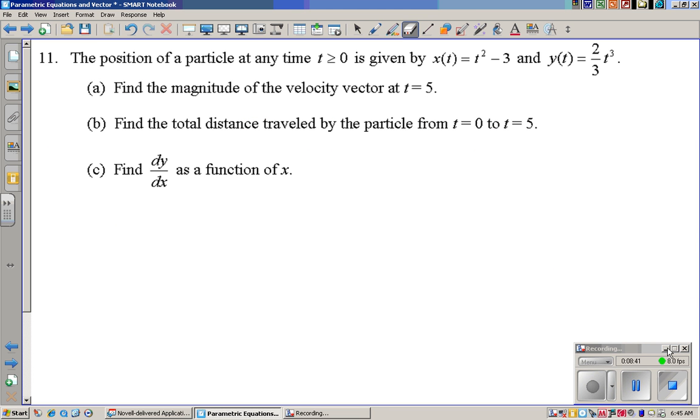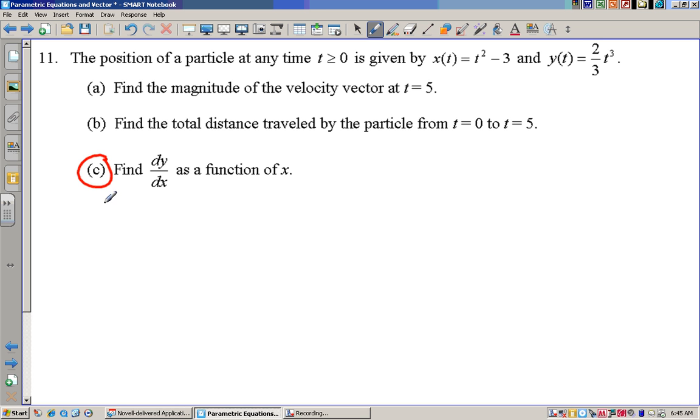Okay, now moving on to problem number 11C. A couple of things we want to do here. It says find dy/dx as a function of x. There's two ways we can do this, and I'm going to do this two different ways. Since it says as a function of x, we want to make sure that our answer looks like and sounds like dy/dx equals lots of stuff with x's in it. So let's see where we're at.